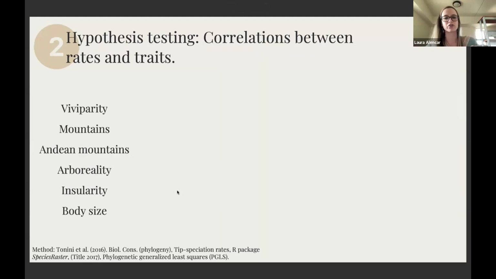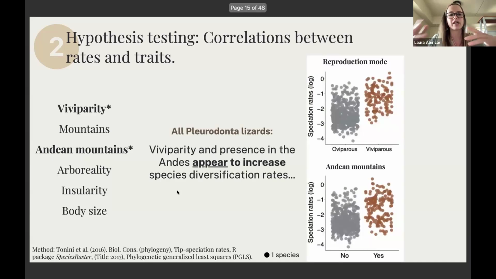So the next step was to explicitly test the relationship between those potential sources of ecological opportunities and the diversification rates. And we did several phylogenetic correlations to do that. This analysis suggested that, of the traits we were interested in, two of them, reproductive mode and Andean mountains, had a significant relationship with the diversification rates. Specifically, we found that viviparous species and those present in the Andean mountains have higher diversification rates.